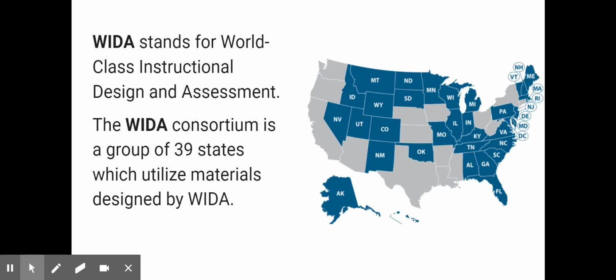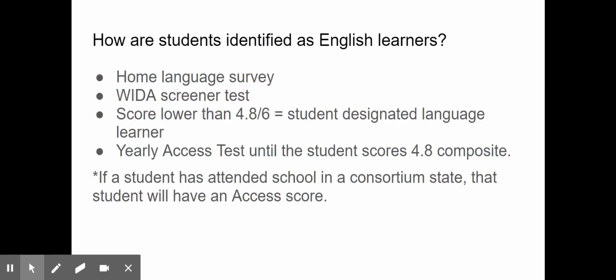Design and assessment. And there's 39 states in WIDA right now, you can see on the map. This is important to know for our English learners. And how are students identified as English learners?